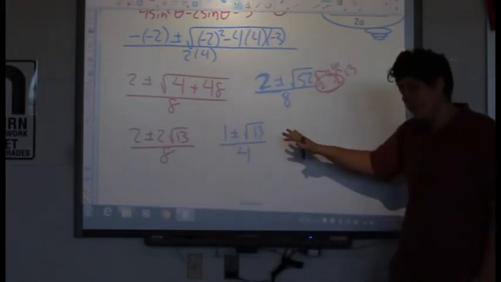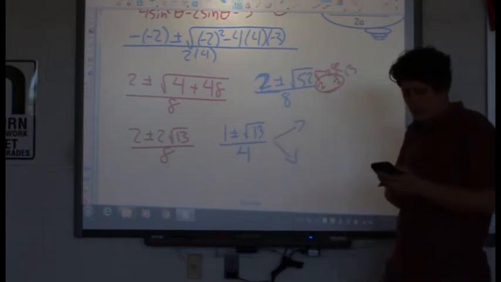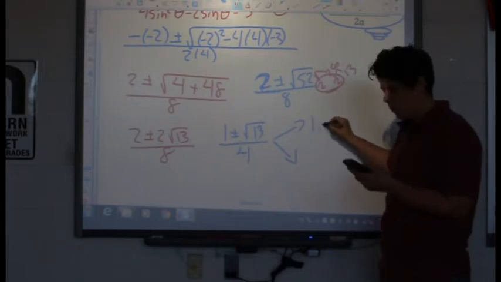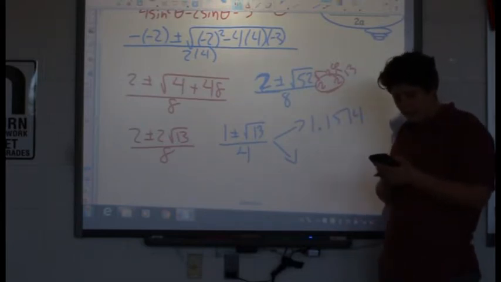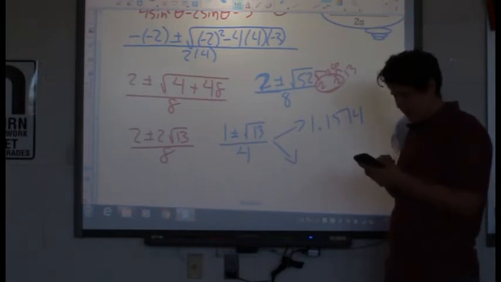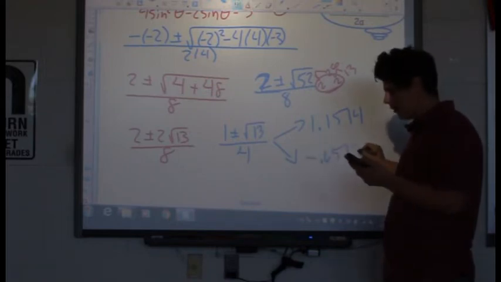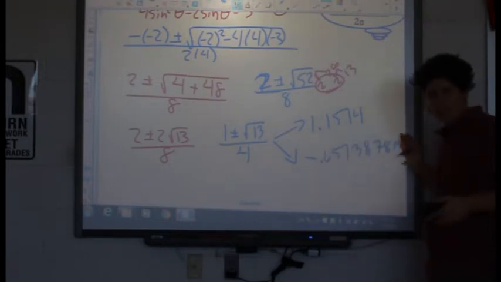And just like before, I'm going to go ahead and get the decimal answers. So I have 1 plus 13, take the square root, hit equals, divided by 4. I wind up with 1.1514. And for the negative, I have 1 minus the square root of 13, hit enter, divided by 4. And it gives me negative 0.651387819. Okay, I got a little excited and I wrote the whole number.